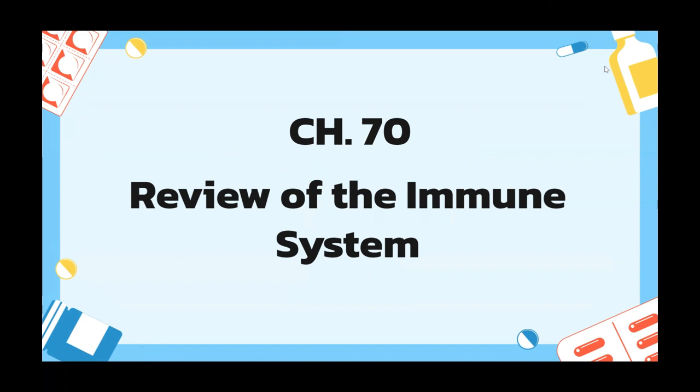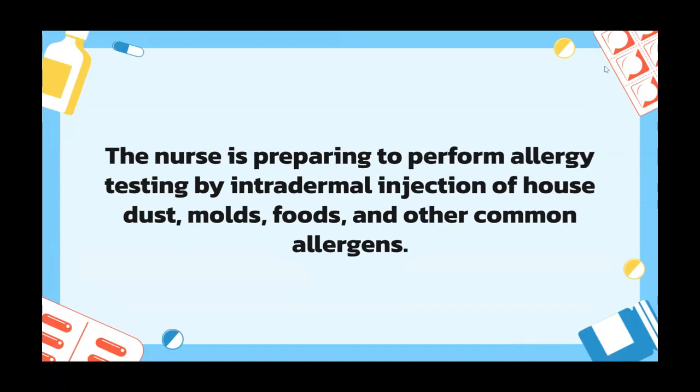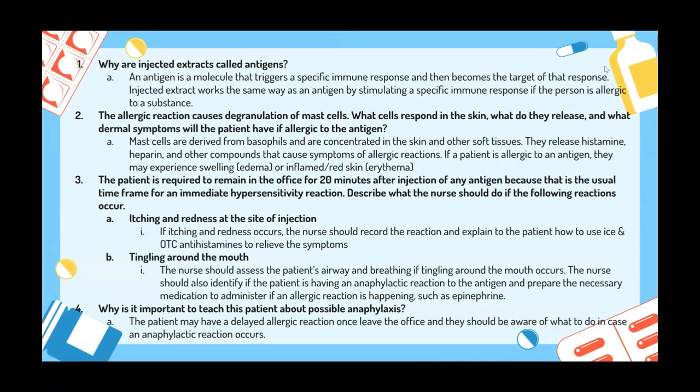So chapter 70 is the review of the immune system. The nurse is preparing to perform allergy testing by intradermal injection of house dust, molds, foods, and other common allergens. Number 1. Why are injected extracts called antigens?